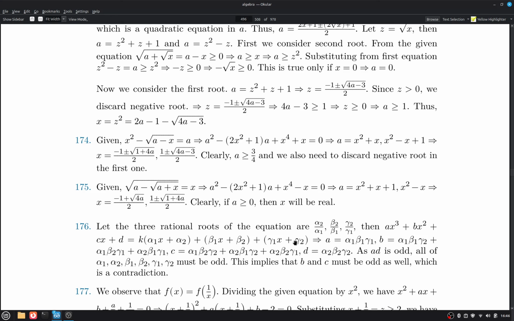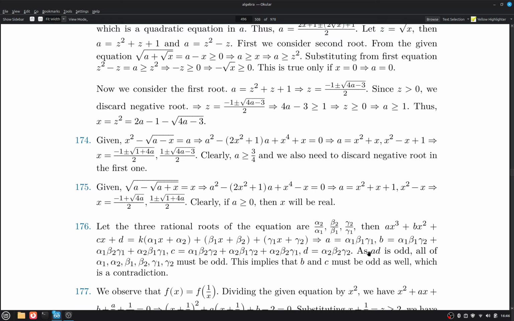2). Okay, there is something wrong here. What is wrong here is the plus sign should not be there. If you put plus sign, then the degree won't be complete. So assume that this is multiplication. If you multiply, you get alpha 1 beta 1 gamma 1 is equal to a. Alpha 1 beta 1 gamma 2 plus alpha 1 beta 2 gamma 1 plus alpha 2 beta 1 gamma 1 is equal to b, and c is equal to alpha 1 beta 2 gamma 2 plus alpha 2 beta 1 gamma 2 plus alpha 2 beta 2 gamma 1, and d is equal to alpha 2 beta 2 gamma 2.